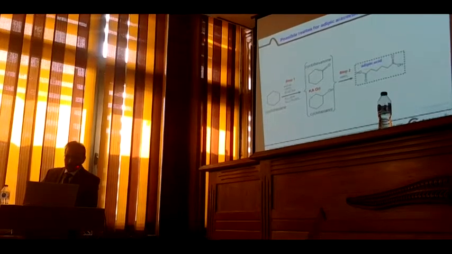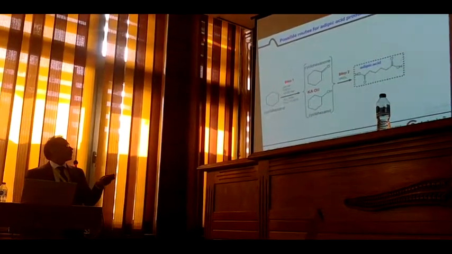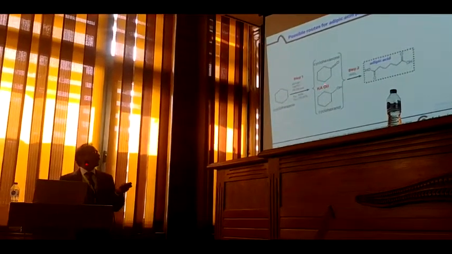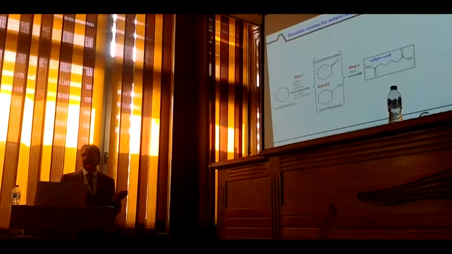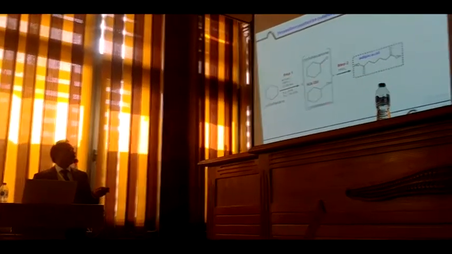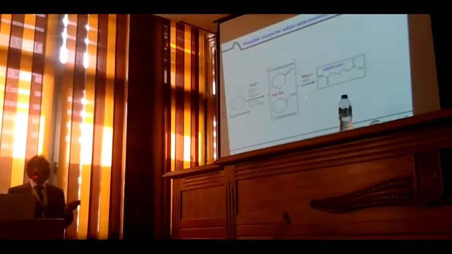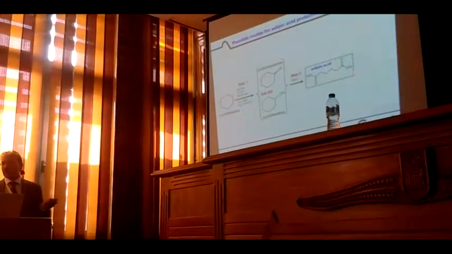If you look at this process, it involves two steps, step 1 and step 2. In the first step, cyclohexane is converted into cyclohexanone and cyclohexanol. So one is a ketone, one is an alcohol. This is popularly known as KA oil mixture. And in the second step, this KA oil is oxidized to adipic acid.